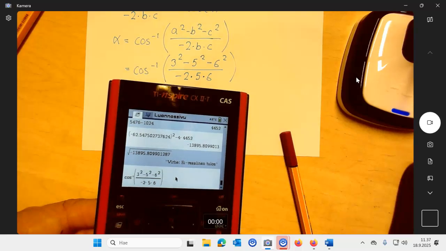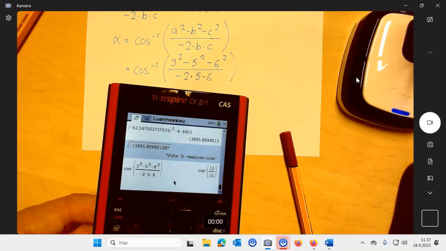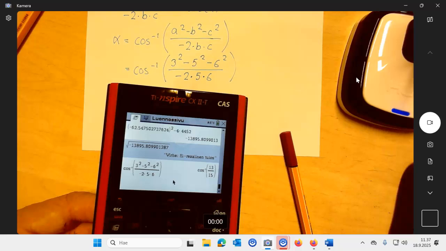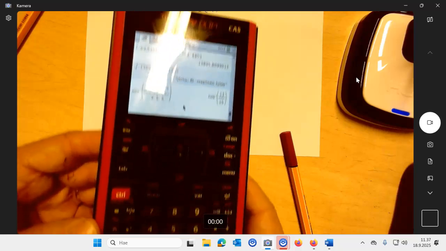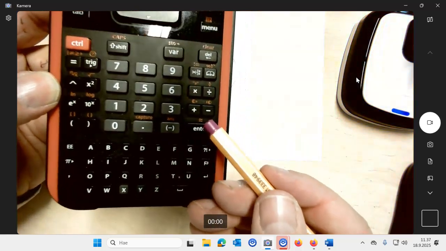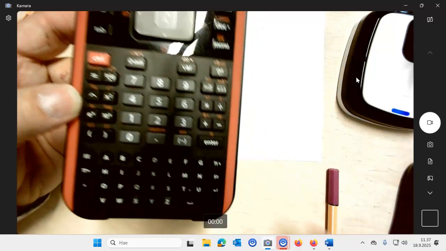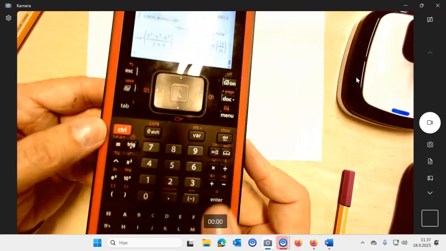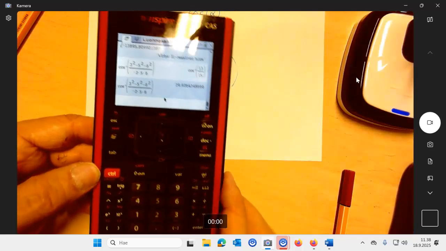So there are my numbers, and this calculator tries to give the exact result, but mostly we don't want that kind of result. We want the decimal answer. In this calculator there is this approximately sign with the red color. So I will press this red control, and here control enter, and now I get the decimal value.